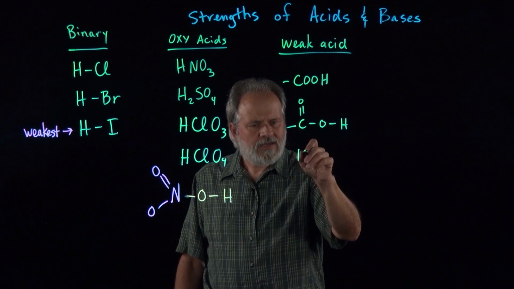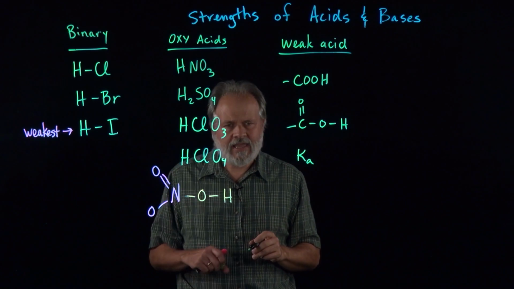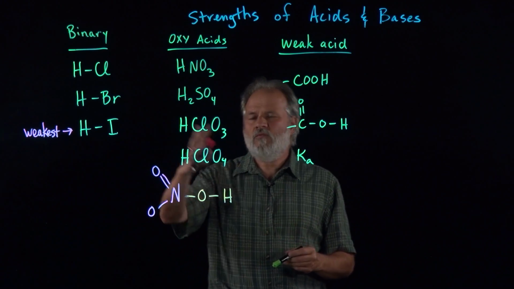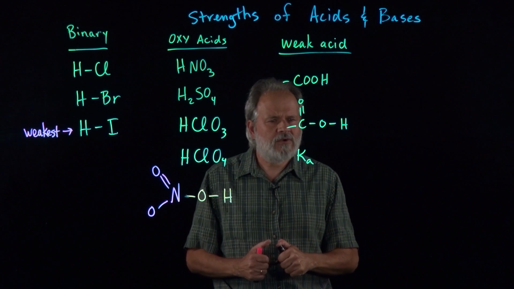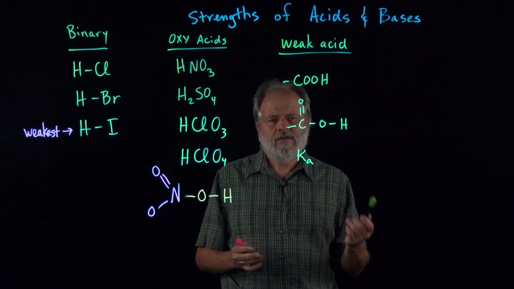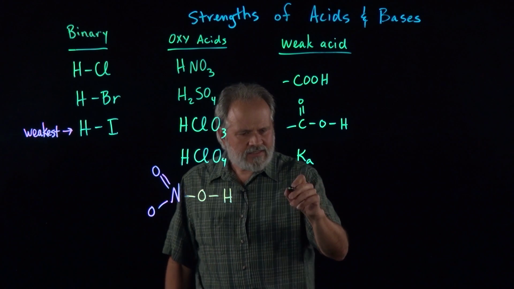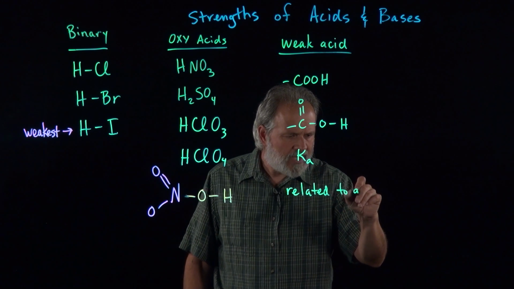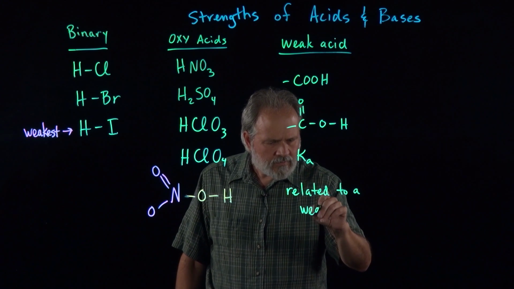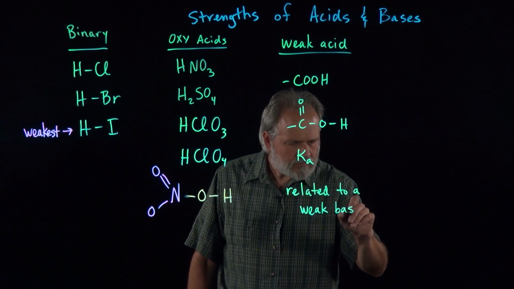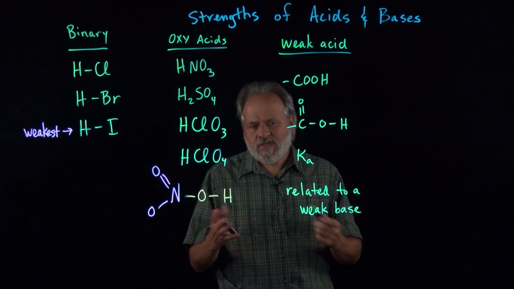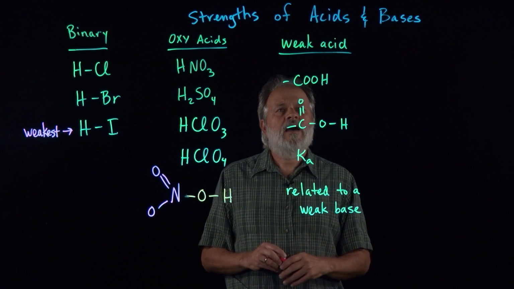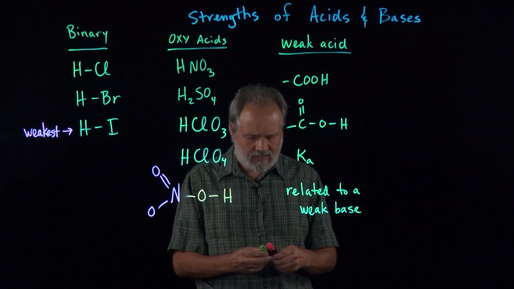The other clue you have a weak acid is that it does have a Ka listed, and the smaller the Ka, the weaker the acid. Strong acids would have very large Ka values, much greater than 1. And the other hint that you might have a weak acid is that it's related to a weak base by conjugate relationship. We'll see some examples of that in just a little bit. So that's it for the strengths of acids and why they have the trends they do.